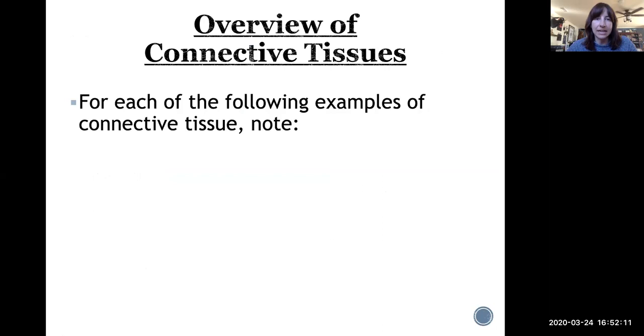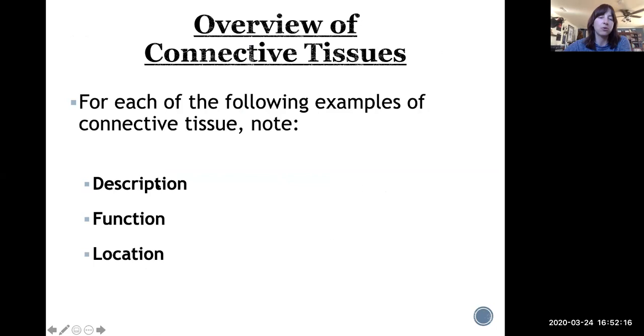All right, so here we go again. Just like with the epithelial tissue, you're going to want to pay attention with these examples, for each of the examples of connective tissues, to the function and the location and the description. So the description isn't always clear with the name of these. It is with some of them, but not all of them. So pay attention to the description and what they do and where they can be found in the body.